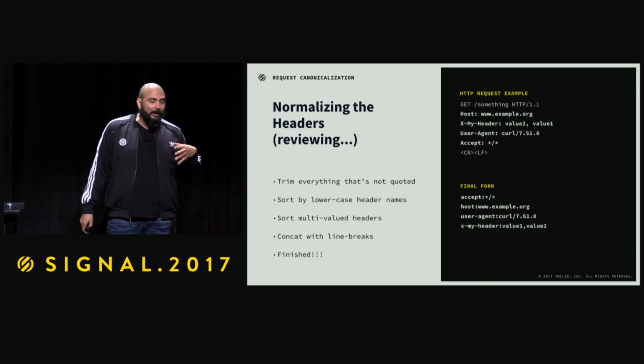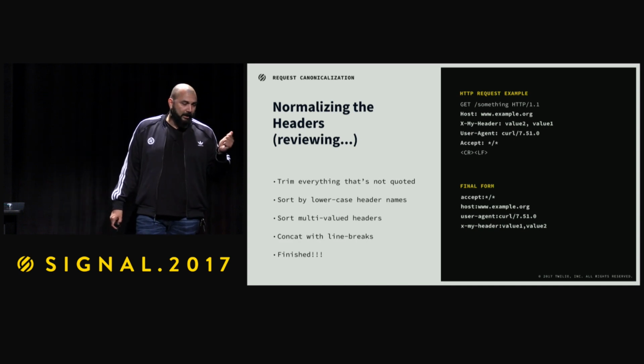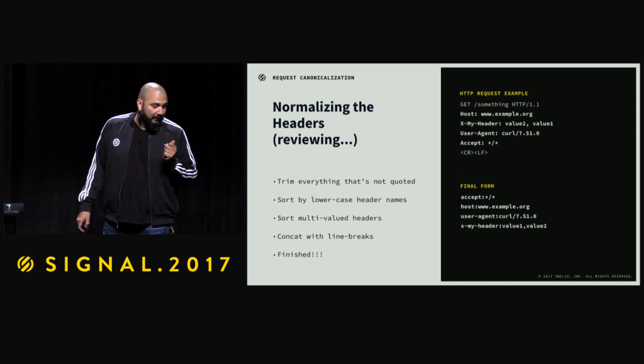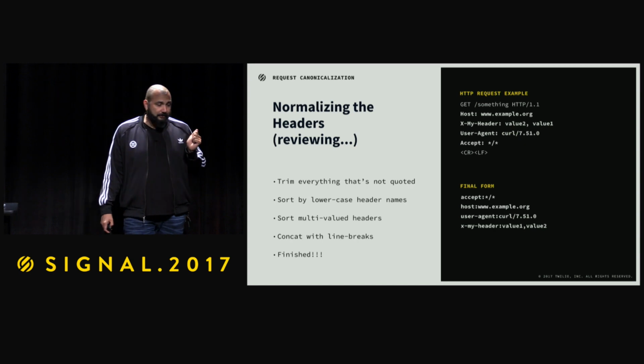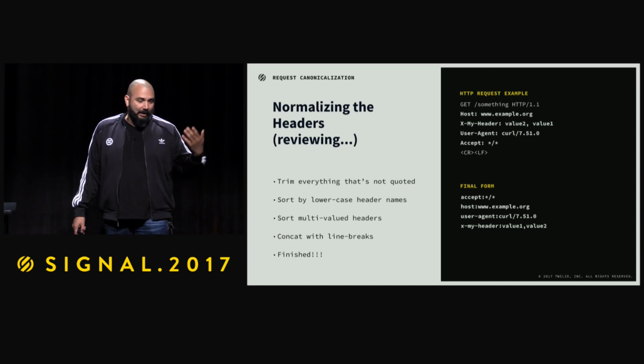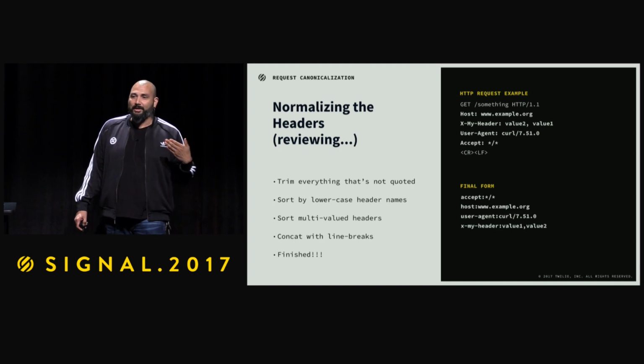All right, so let's quickly review what we did with these headers. We trimmed everything that's not quoted. We sorted all the headers by lowercase header names. We sorted the multi-valued headers. We concatenate all of those with line breaks, and now we're finished. We have a canonical set of request headers.